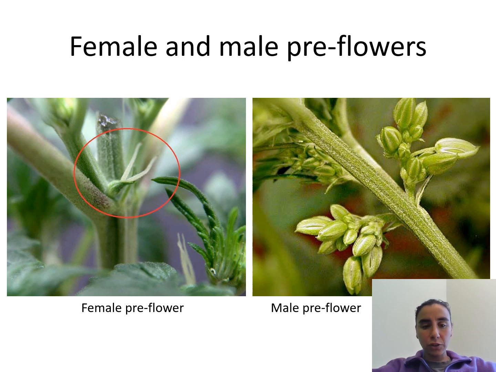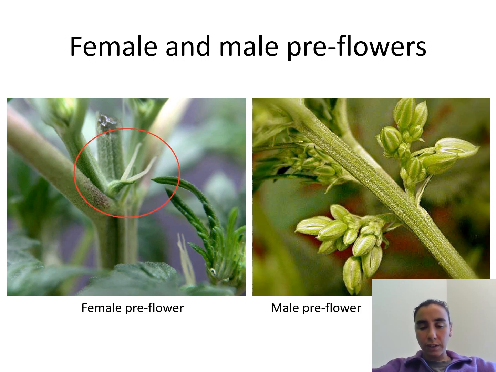Here we have some pictures. On the left-hand side, we have the female pre-flower. And as I mentioned before, you can see this little pistil structure coming out of this bulb. And then on the right-hand side, we have the male pre-flower, and you have these little bulbs that are basically what the pollen sacs will look like as they grow.